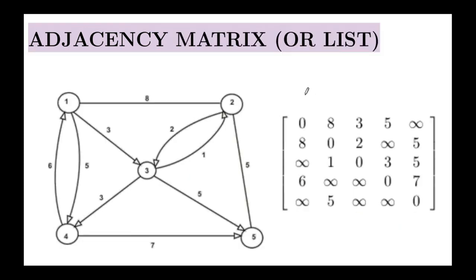Here, this example is only for checking. You can stop the video and check that you are able to get this adjacency matrix from this diagram. Pay attention that here the connection between 2 and 1 is double. You can go from 2 to 1 and from 1 to 2. So that's why here in a symmetric form in the matrix you have a number 8 in here.